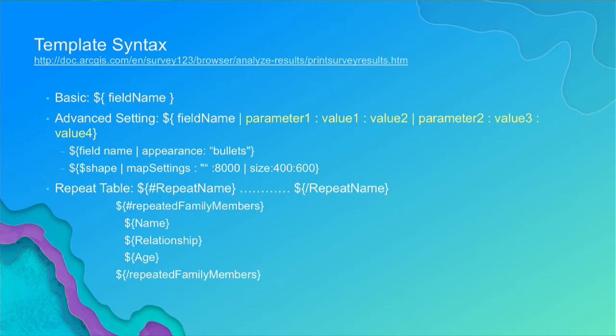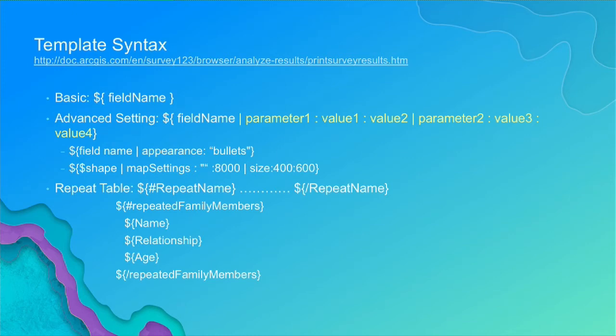For example, how large should the image be? Obviously, images within a Word document could take up the entire page. So very often we want a thumbnail as opposed to the full size printout. Multiple choice questions can have an appearance of bullets so that we can actually see the choices that were possible within the template.